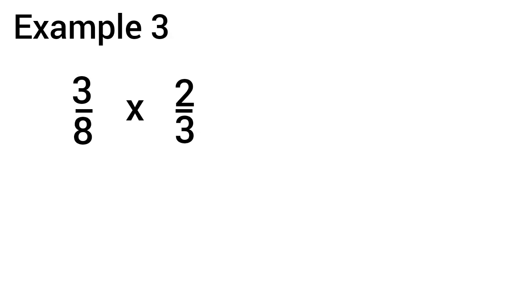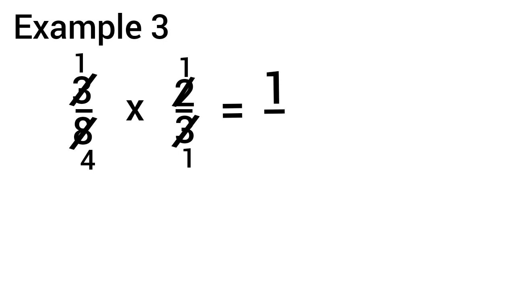Example 3. 3 over 8 times 2 over 3. 2 can go into 8. So we will say 2 into itself is 1, into 8 is 4. 3 into itself is 1. 3 into itself is 1. So our final answer is 1 times 1 is 1. 4 times 1 is 4. So our answer is 1 over 4.